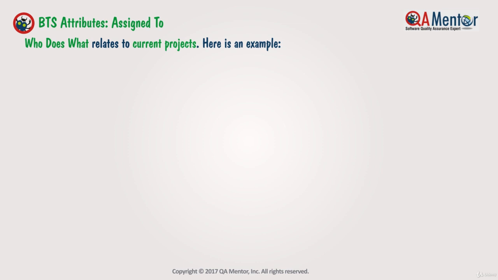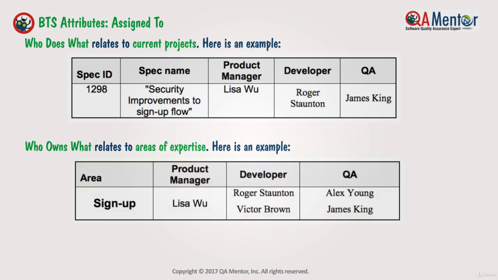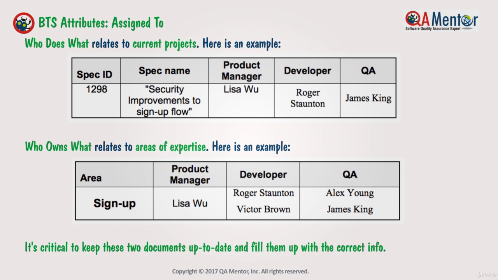Who does what relates to current projects. Here is an example. Who owns what relates to areas of expertise. Here is an example. It's critical to keep these two documents up to date and fill them up with the correct info.